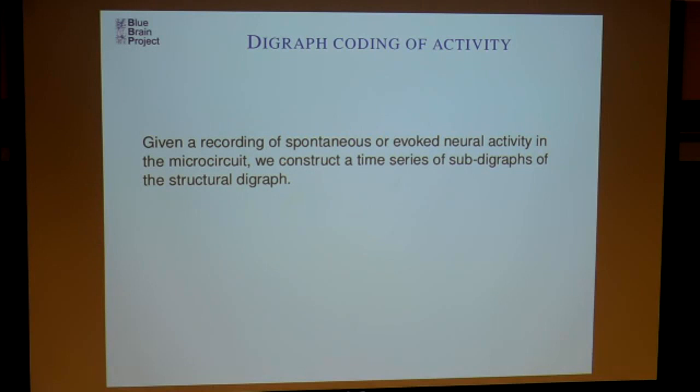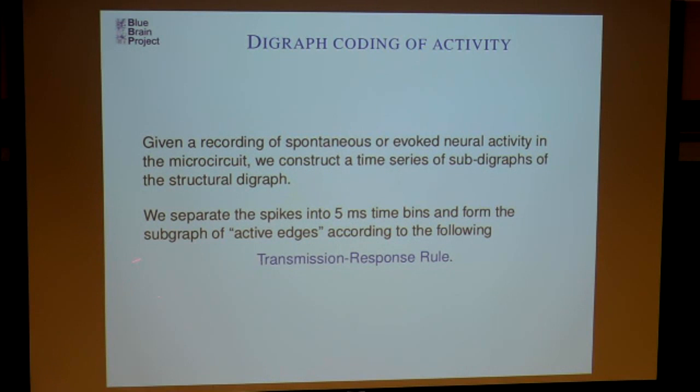So in order to determine which edges are really active, we use something we call the transmission response rule, which was determined by a kind of probabilistic analysis. It was trying to guess at causality. Because every neuron receives input from thousands of other neurons, when a neuron fires it's not easy to say which neuron caused it to fire. So you have to have some kind of guesstimate. And this was the transmission response rule.